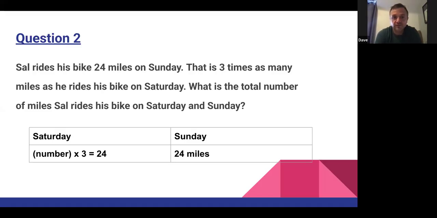First, we had to find Sunday, which was there. Then we had to find Saturday, which was a little trickier. Then once we found Saturday, we had to add them. That was multiple steps, okay? It was 8 plus 24, but we had to find that 8.